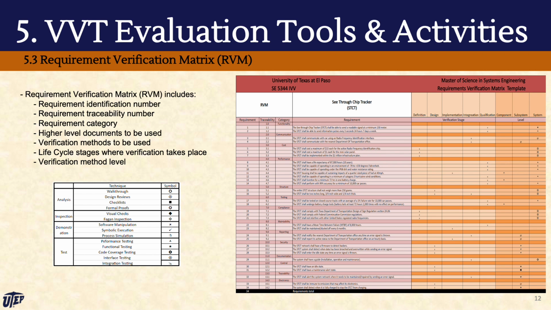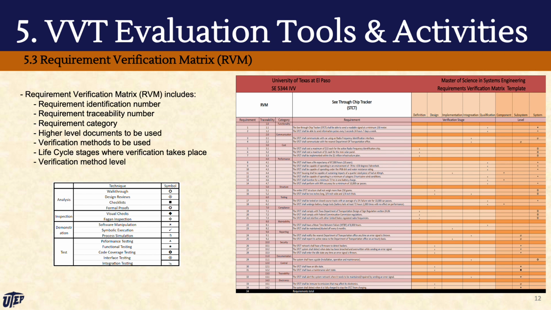In our project start RVM, we included the requirement number, traceability ID, the system's requirements, and the category they fall under, such as functionality, performance, and maintainability. The verification method technique used, the lifecycle stage they take place in, and it will be applied to a specific component, subsystem, or the whole system. There are various verification method techniques shown in the technique index that can be applied under analysis, inspection, demonstration, and testing techniques.